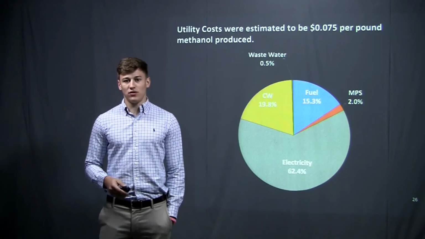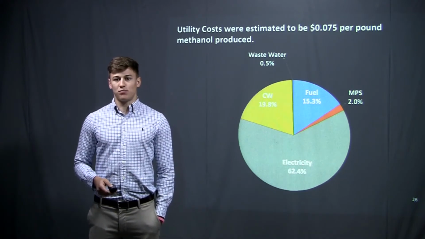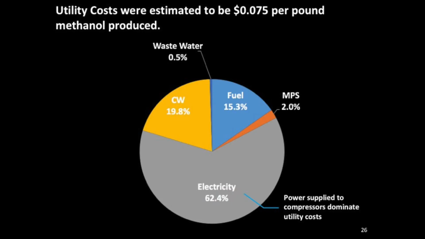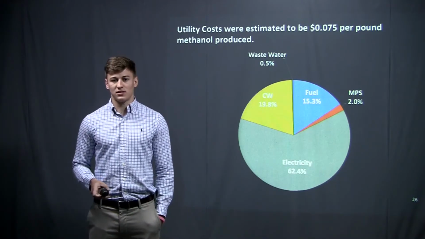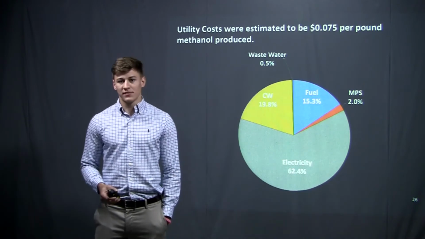So next we're going to break down the utility costs. Utility-wise, it costs 7 cents per pound of methanol produced. As you can see, the electricity is the highest part of our utility cost, and this goes back to the methanol synthesis. With the 6 compressors, they are energy intensive with electricity.